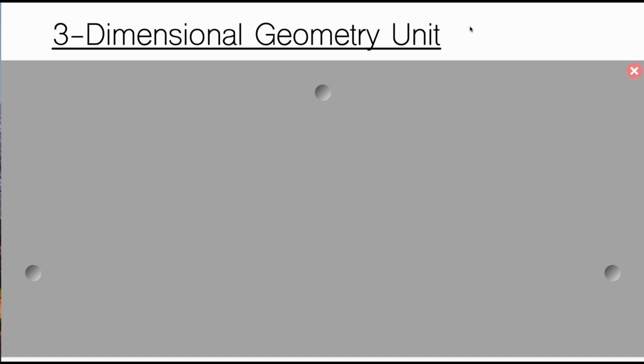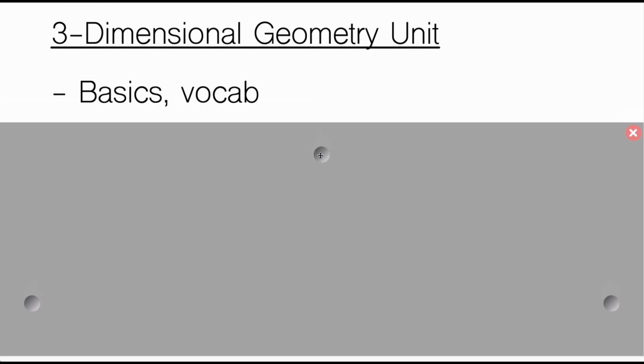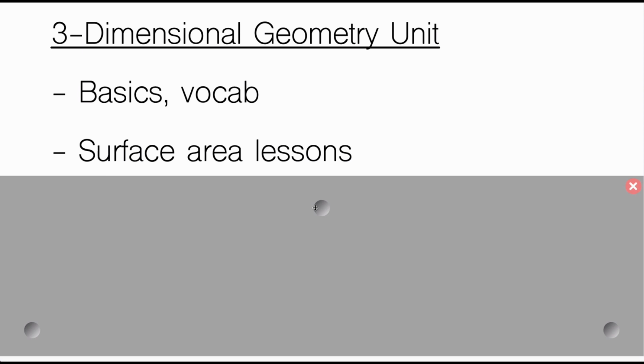Back into our 3D geometry unit. I know it's been a bit since we've been working in this, but let's recap where we've been and then where we're going. We've talked about the basics, we've talked about surface area of prisms, and I bet you can guess where we're going now. We're going to be looking at the surface area of pyramids. So without further ado, here we go.